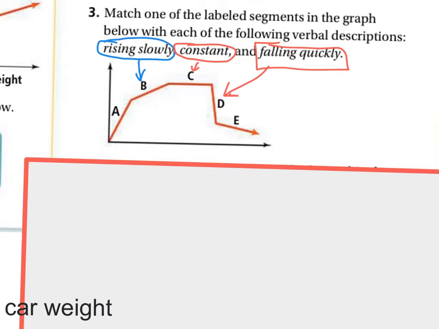They didn't give us verbal descriptions for these, but A, we could say rising quickly, and E, we could say falling slowly. So this gives you an idea about using graphs to relate two quantities.